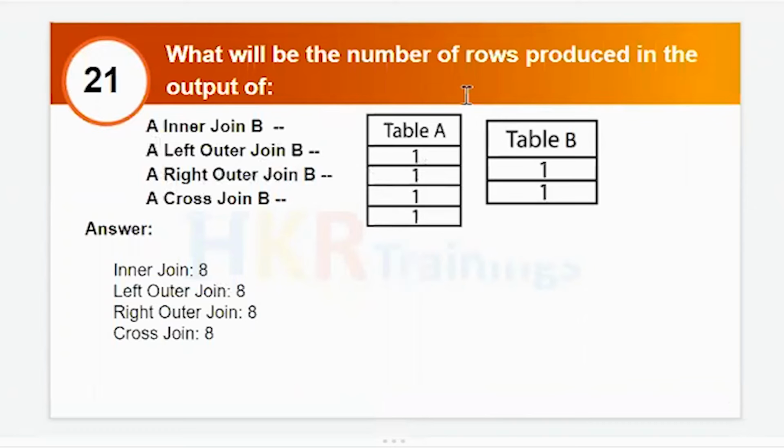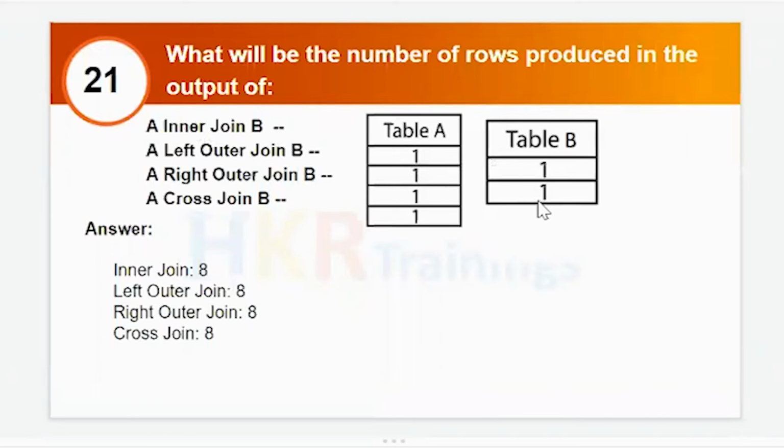Now, if we say two tables, in table A we have 4 rows, in table B we have 2 rows. A inner join B. Generally, people tend to give the answer as 4. Why? Because this is matching with this, this is matching with this. So we have got 4 rows.